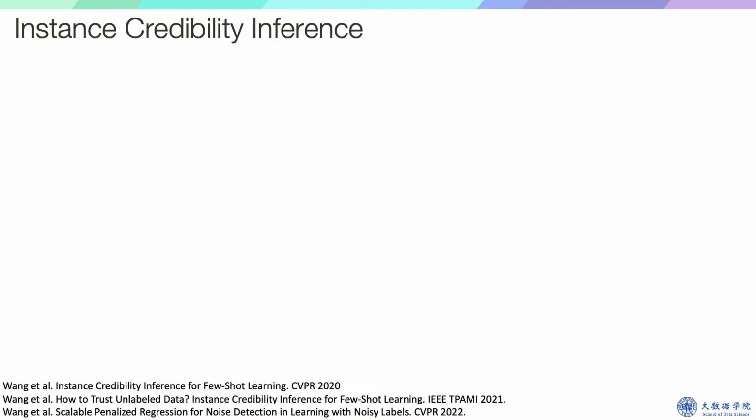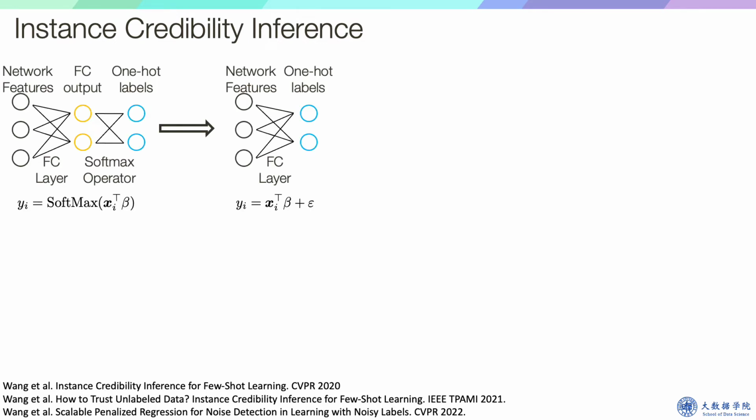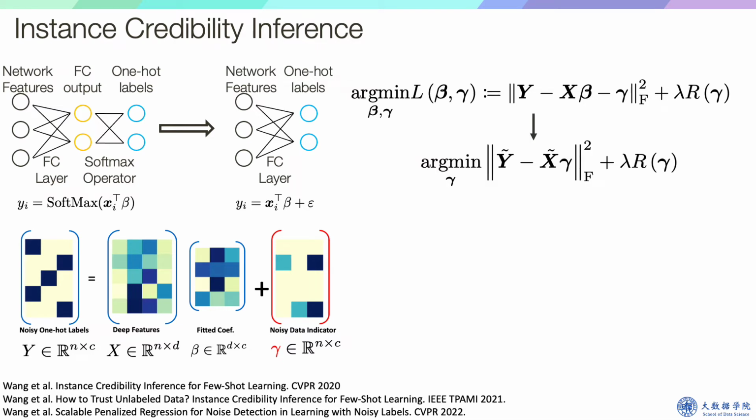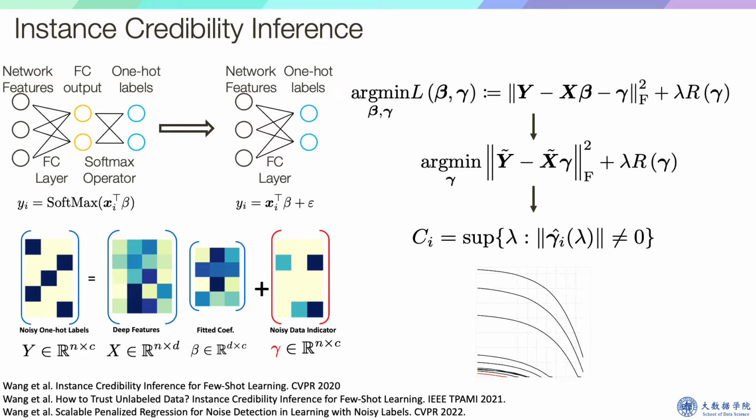In summary, our proposed framework, instance credibility inference, assumes a linear relation between network features and one-hot labels, and we use an explicit noisy data indicator gamma to represent the noisy data. We simplify this linear regression model with gamma to a linear regression model of gamma, and solve the solution path of gamma to rank the data and select the clean data for training, or in other words, identify and remove the noisy data.